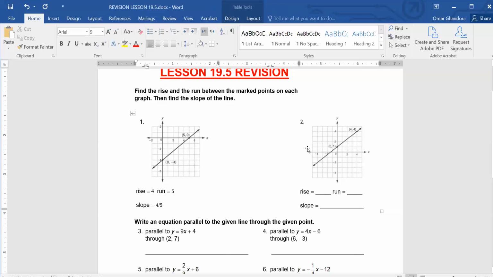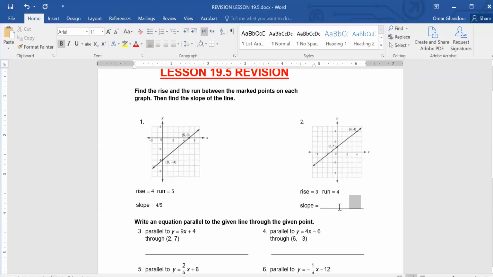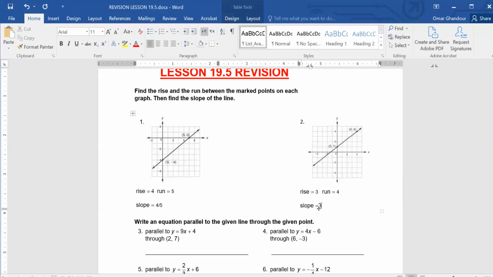Okay. In number 2, I will have the same idea. Again, each box here is 1 point. It's easy to count. I'm moving from here till here, for example: 1, 2, 3. So I moved 3 up, so it's +3. And then for my run, I will move right, so again it's positive: 1, 2, 3, 4. I moved 4 to the right, so the run is 4. And my slope is going to be 3 over 4, which is rise over run.